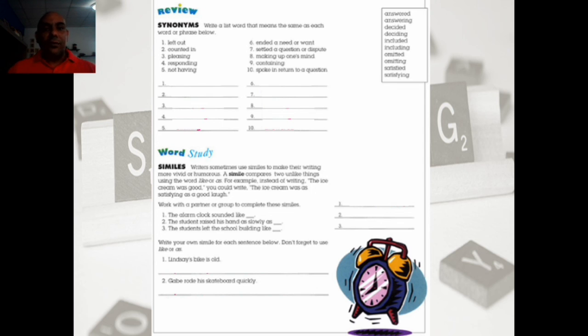So you need to write a list of words that mean the same as each word. So where are you going to be able to find the answers? At your right on the chart. You have answered, answering, decided, deciding, included, omitted, omitting. So those are the words that you need to use to fulfill that part.